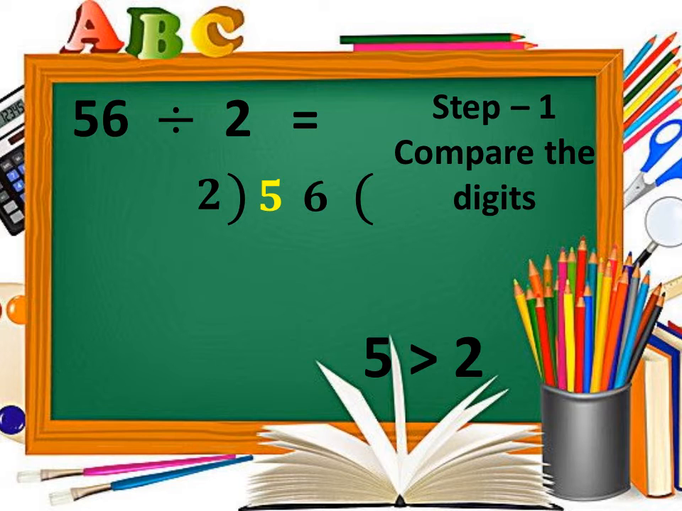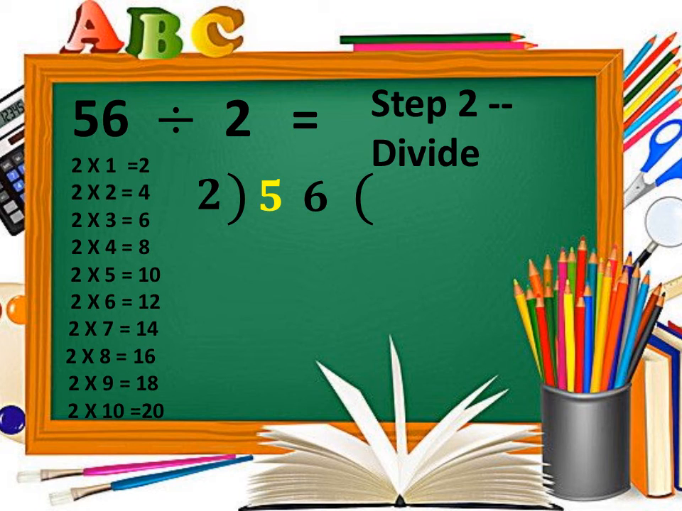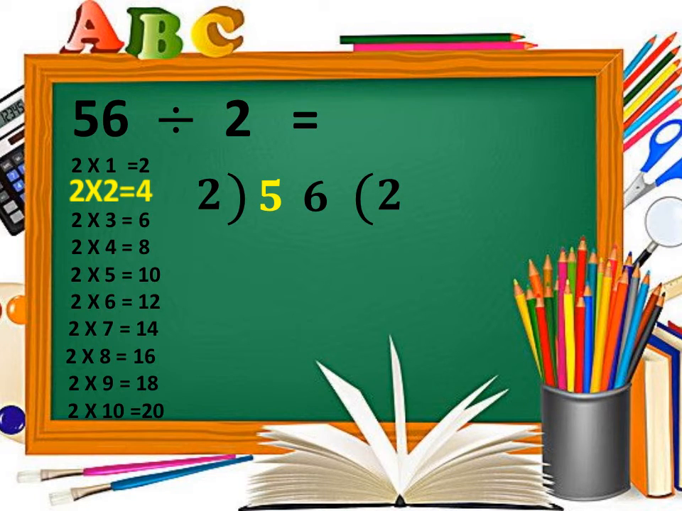Next, step 2 is doing the division. Here, as the divisor is 2, we use the multiplication table of 2's to find a product which is equal to or less than and nearest to the digit of dividend, that is 5. So, the nearest product is 4. Hence, we write 2 in right side bracket of 56.